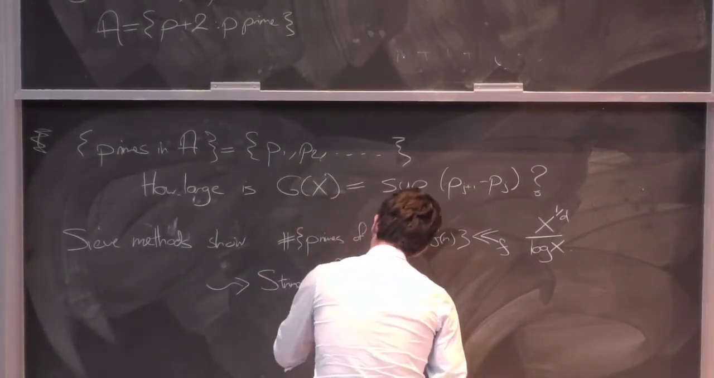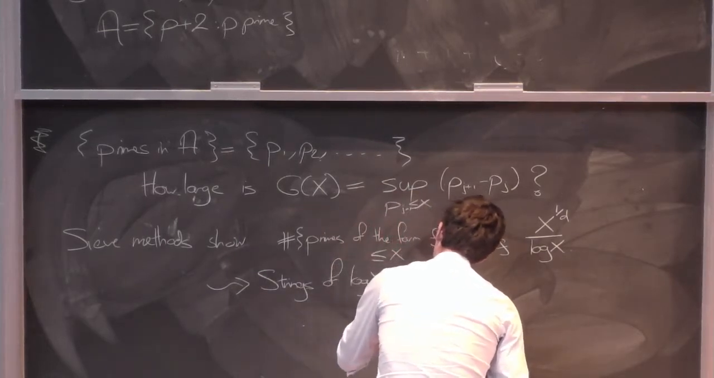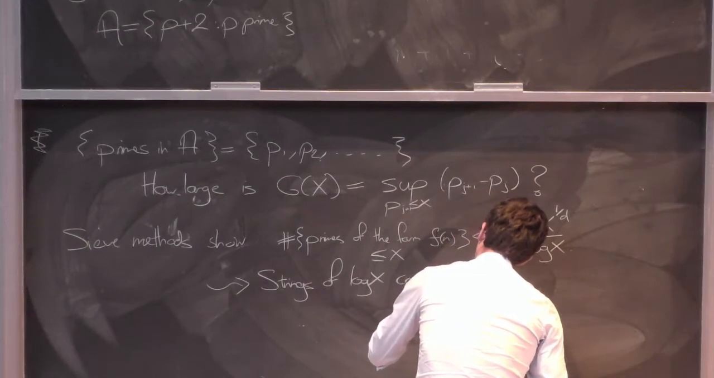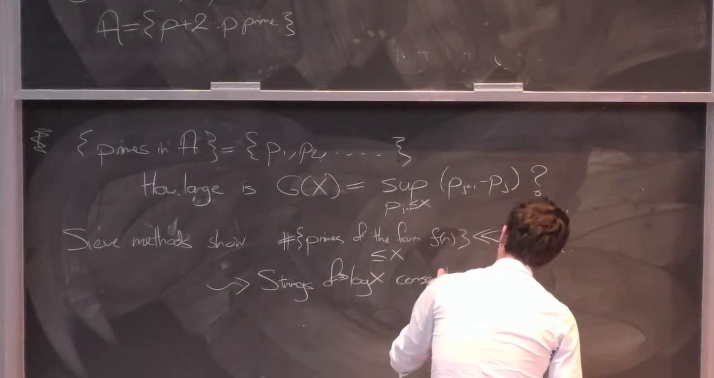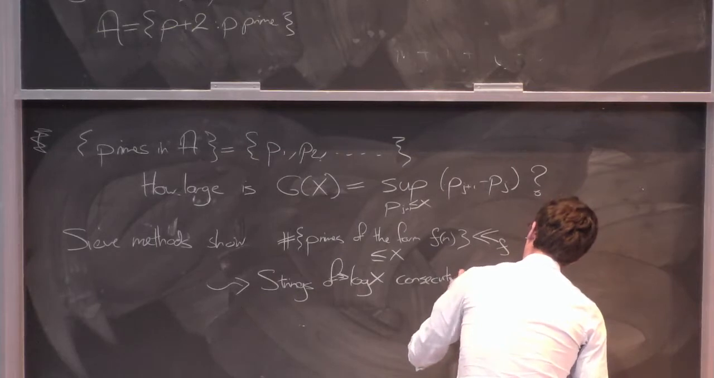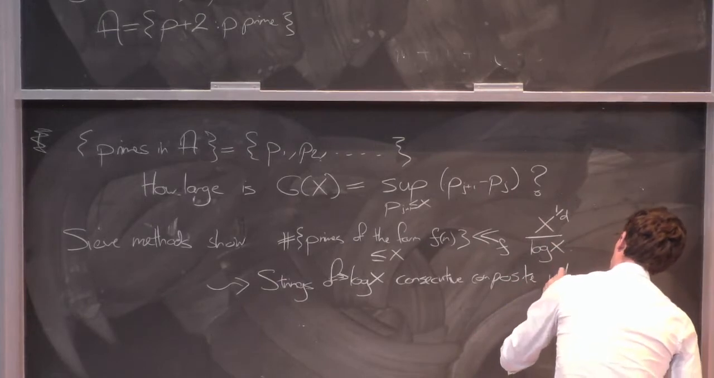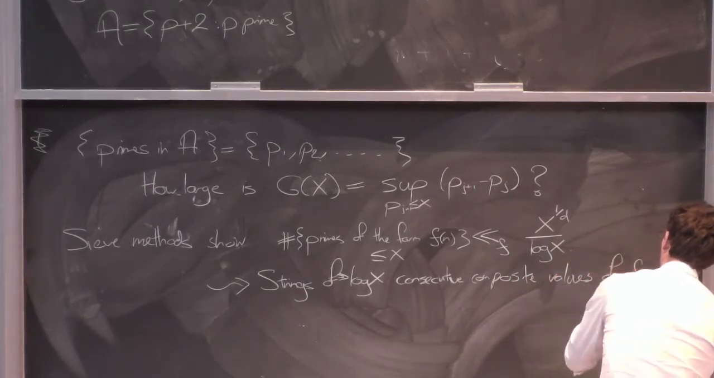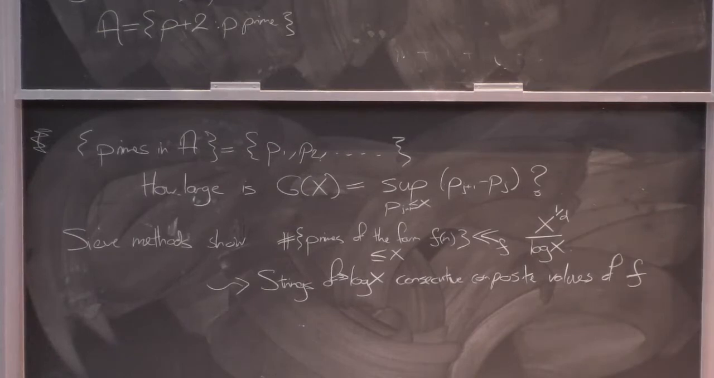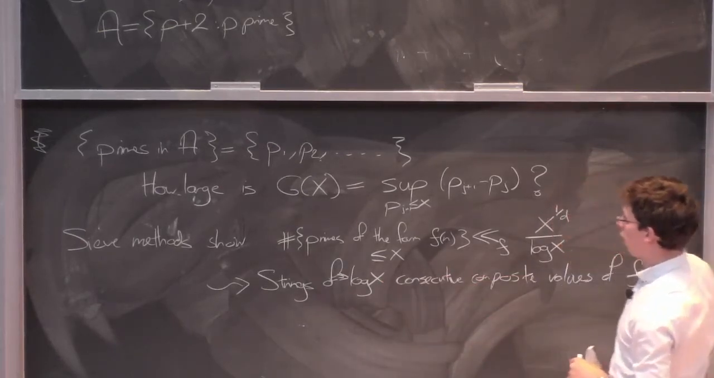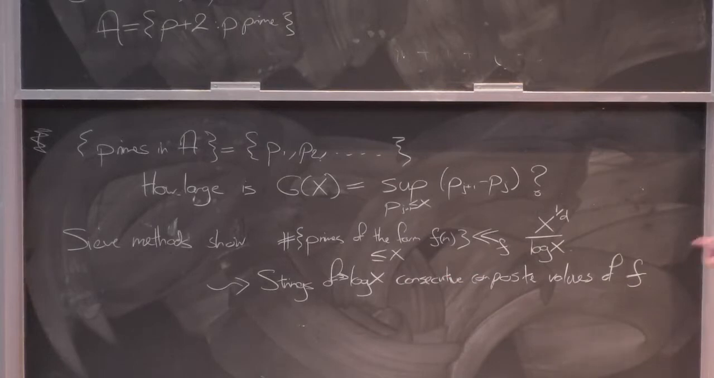strings of greater than log x consecutive composite values of f. So there's some n0 such that f of n0 plus 1, f of n0 plus 2, up to f of n0 plus some quantity that's of size roughly log x, are all composite values which are all less than or equal to capital X.